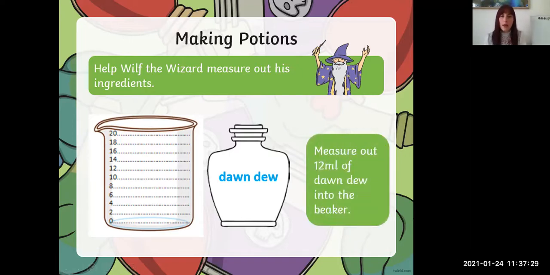Measure out 12 millilitres of Dawn Dew into the beaker. So where would we draw our line this time? Are we going to try and count up 12 lines or are we counting in twos? Where's the number 12 on the beaker? And again, we'll draw our line. There we are. 12 millilitres. A nice line there for you. Okay.